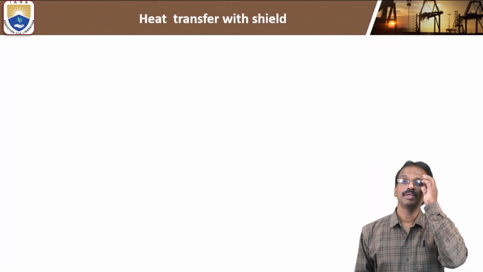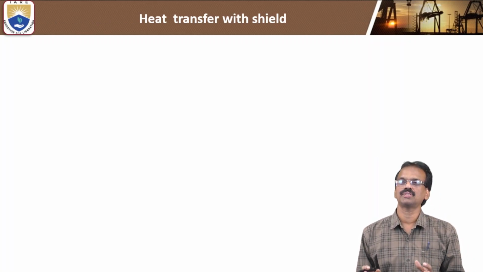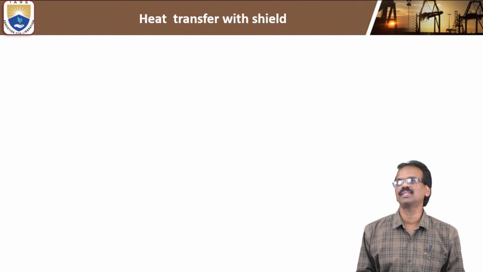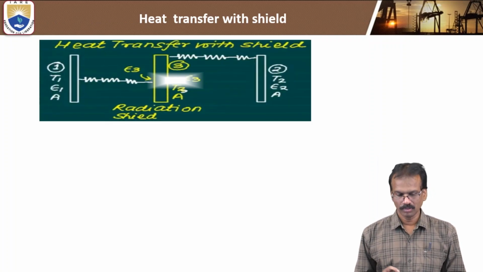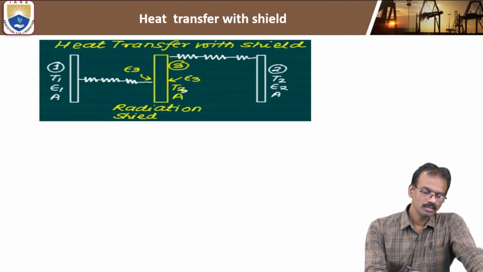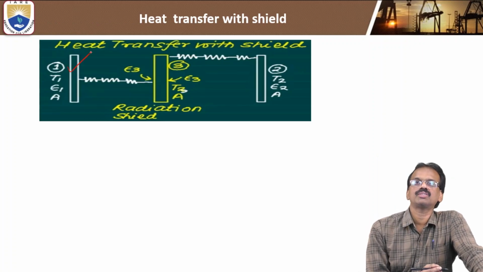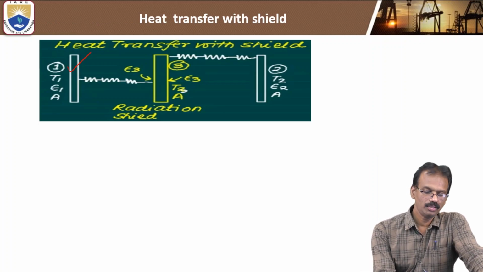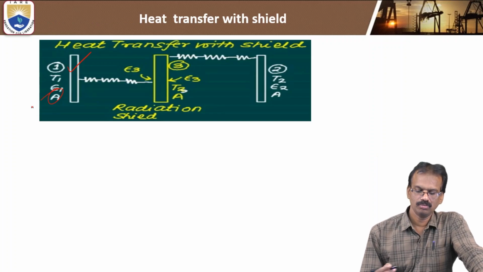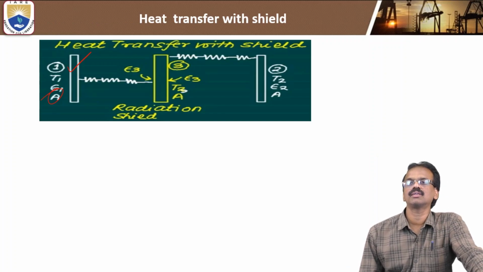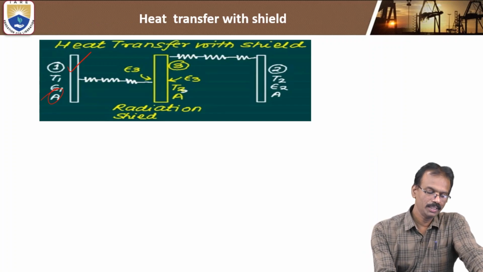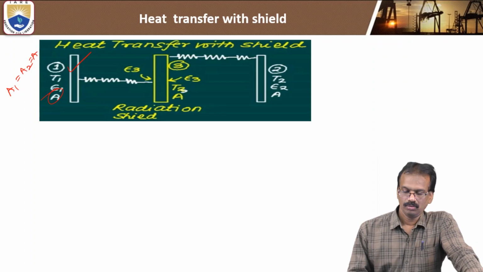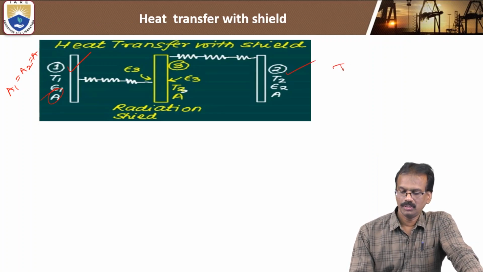Now we'll see the heat transfer between two surfaces when a shield is placed between them. Here, the temperature of surface 1 is T1, its emissivity is epsilon 1, and the area is A. We consider these to be infinite parallel plates, so automatically area A1 is equal to A2, which is equal to A. Next to it is surface 2, with temperature T2, emissivity epsilon 2, and area A.